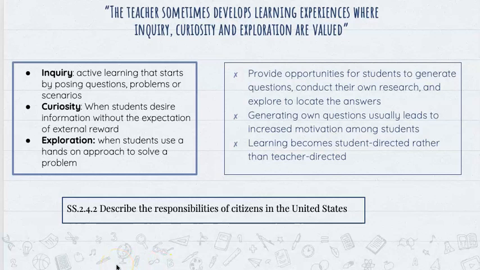So here's an example for 2nd grade social studies. Describe the responsibilities of a citizen in the United States. So first we could open up the lesson with, what do you think makes someone a good citizen? And you could crowdsource your students to come up with lots of different ideas about what makes somebody a good citizen. And then you could say, well, how do you think people came up with the different ideas of what makes someone a good citizen?